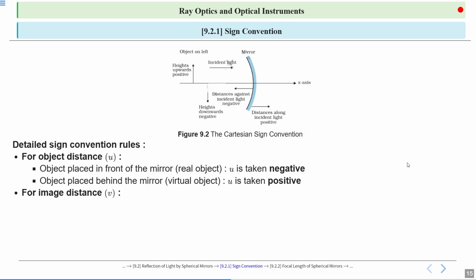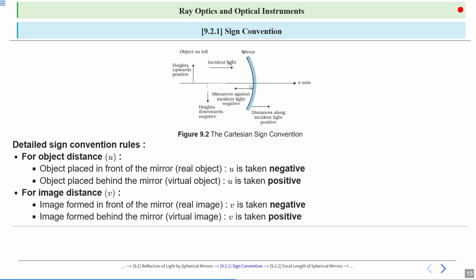Image distance is represented by v. If the image is formed in front of the mirror, that is a real image, and v is taken negative because we are measuring from the pole. If the image is formed behind the mirror, we start measuring from the pole to the image, going in the direction of incident light. So v is taken as positive, and it is called a virtual image in that case.